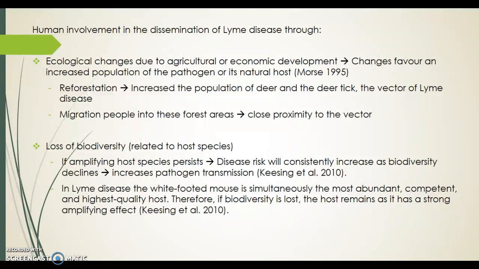And loss of biodiversity related to the host species, well, if the amplifying host species persists, then the disease risk will consistently increase as biodiversity declines. So this leads to an increase in the pathogen transmission. In this case, for this disease, the white-footed mouse is simultaneously the most abundant, competent, and highest quality host. Therefore, if biodiversity is lost, the host remains and it has a strong amplifying effect. And since it's the reservoir of the disease, well, the disease will persist.